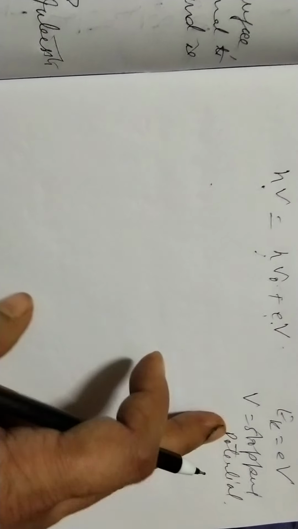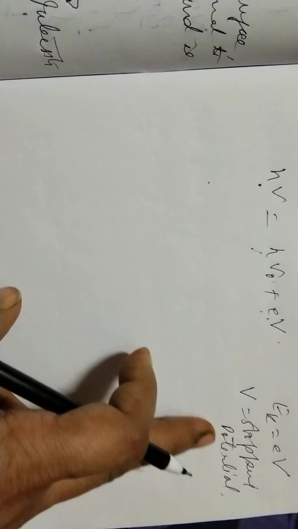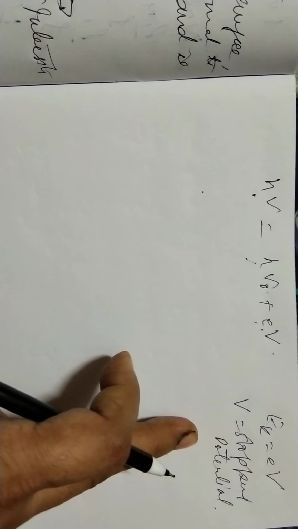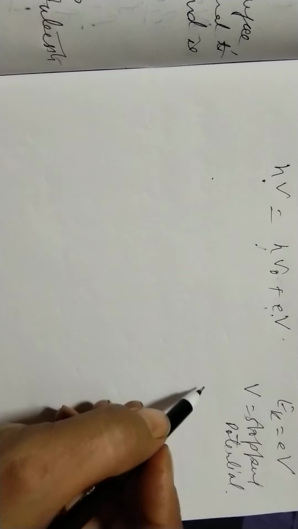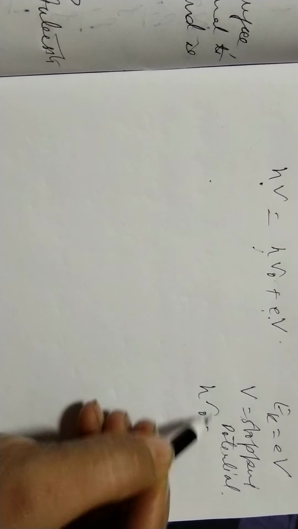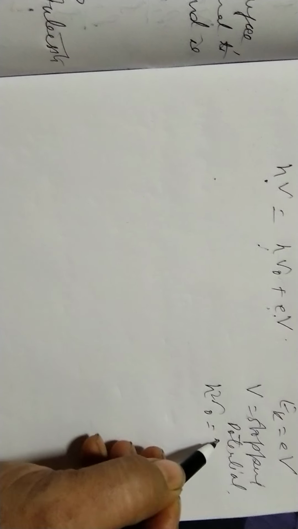It is the negative value of the potential, the minimum negative value of the potential for the plate, for which the photoelectric current becomes 0. So this is that particular value of potential. Now h nu naught is giving us what? H nu naught is giving us the work function.